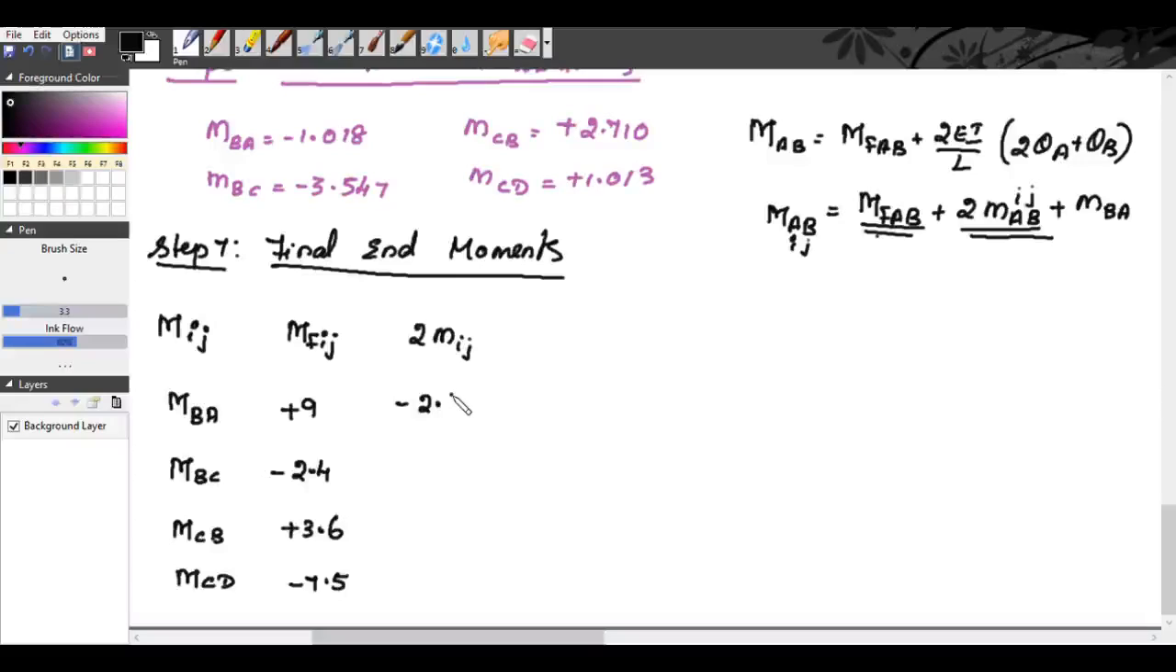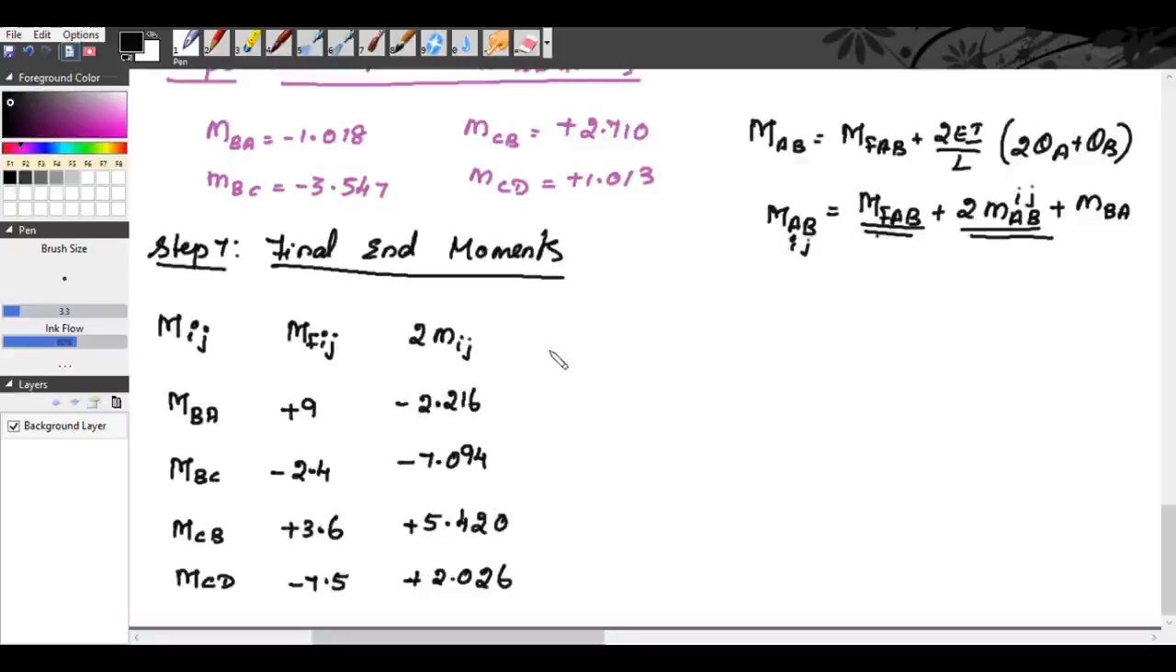Here I is B, 2. J is C, 1, I is C, J is next, B, 2 M, I is B, C, J is D. Minus 3.547 multiplied by 2 we get minus 7.094. MBA is minus 1.018. So 2 MBA is minus 1.018 multiplied by 2 we get minus 2.036, plus 2.710 multiplied by 2 we get plus 5.420. For DC, minus 3.547 multiplied by 2 we get MCD, minus 7.094, plus 1.013 multiplied by 2 we get plus 2.026.